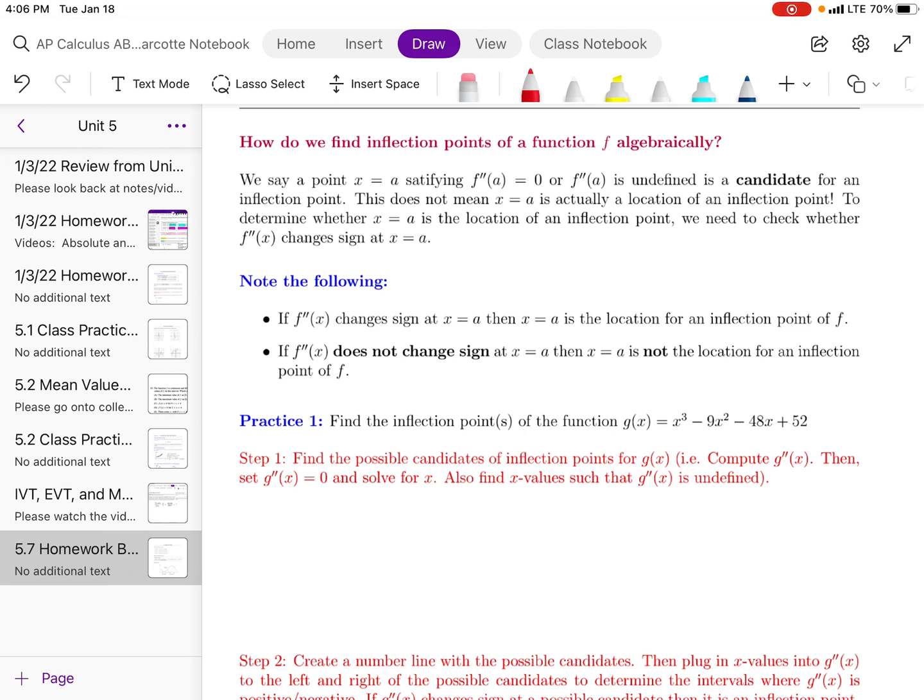Well, here I'm saying that a point x equals a satisfying the second derivative at a is equal to 0, or the second derivative at a is undefined, is a candidate for an inflection point. So this does not necessarily mean that x equals a is an actual location of an inflection point. To determine whether x equals a is a location of an inflection point, we need to check whether the second derivative changes sign at x equals a. So if it does change sign at x equals a, then x equals a is a location for an inflection point. However, if it does not change sign at x equals a, then x equals a is not the location for an inflection point.